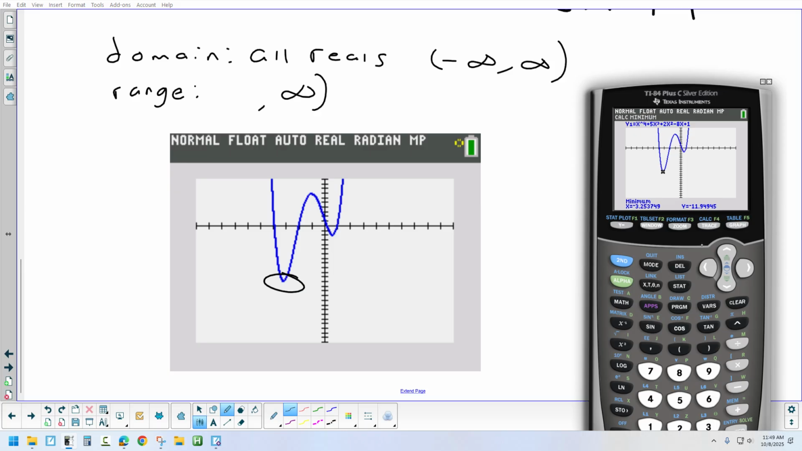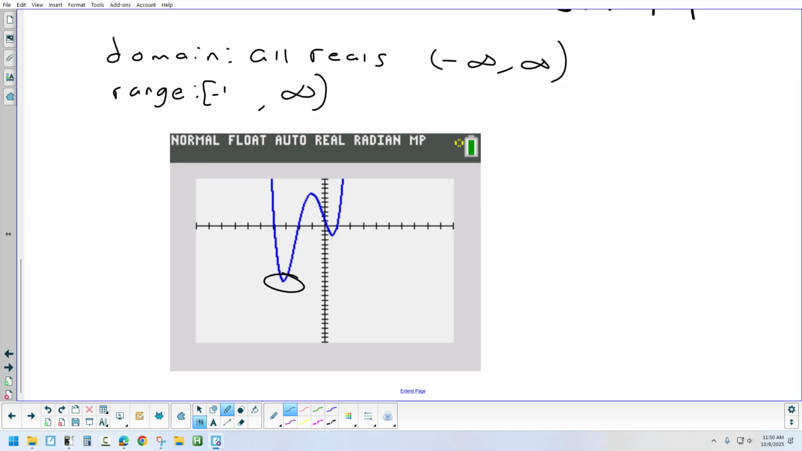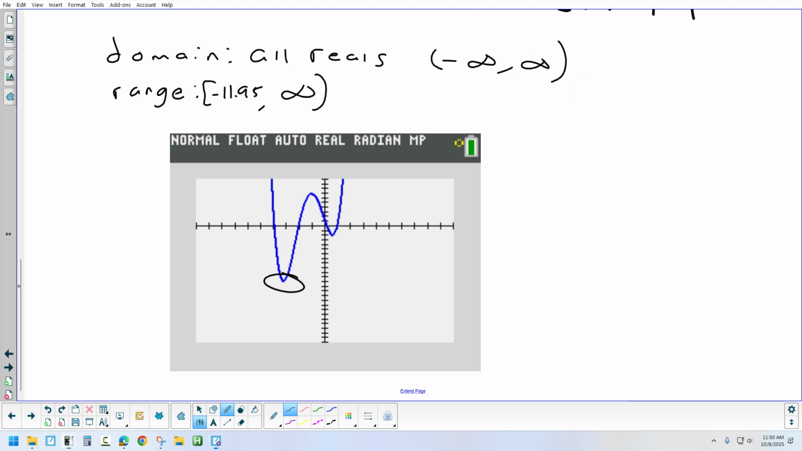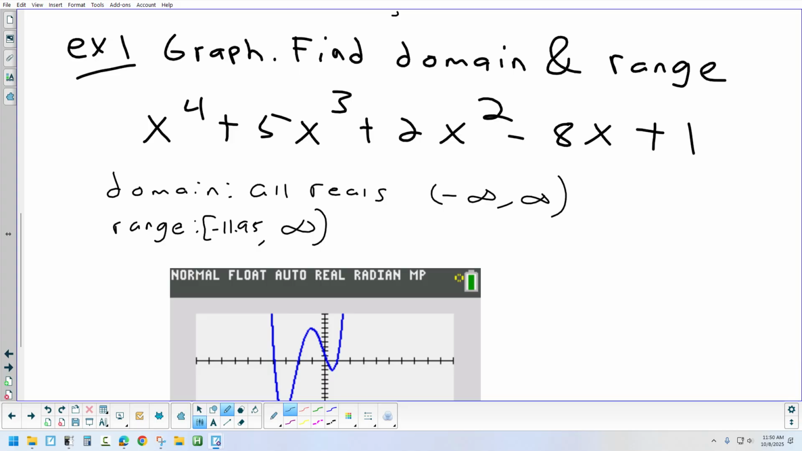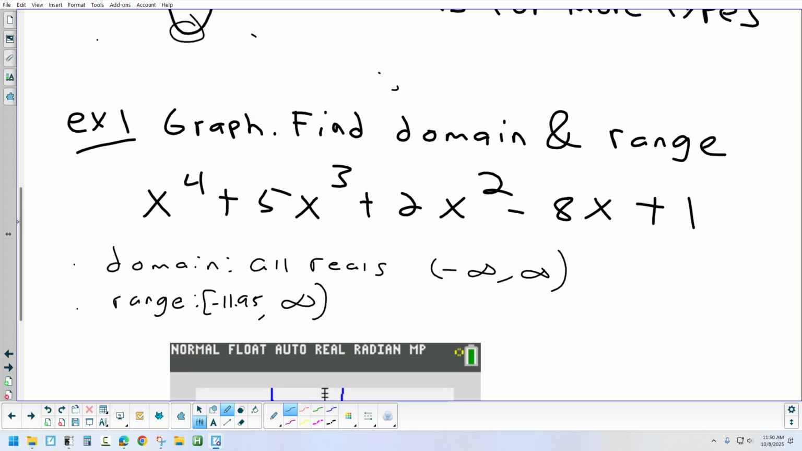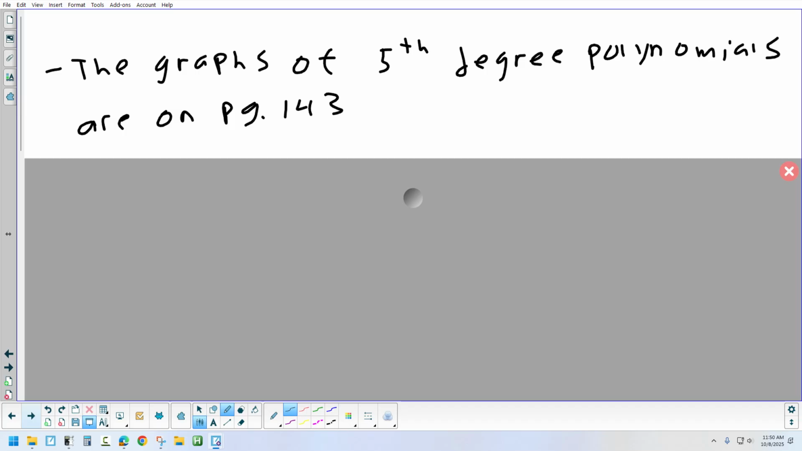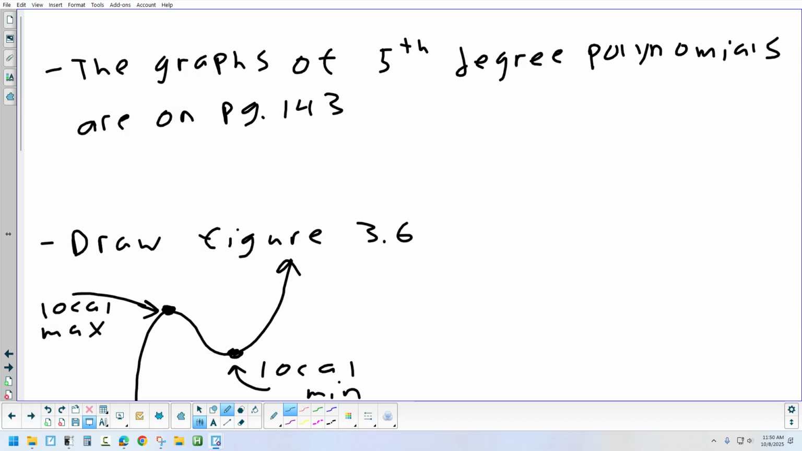That's the lowest. Remember, we're looking at range. Range always means the y. Negative 11.95. And we do reach that. I know we reach it because I just looked at it on the calculator. It says I reach it right here, negative 11.95, if I round. So that's how you find your domain and range. Any questions on that one? So 5th degree just means it can turn one more time, that's all.